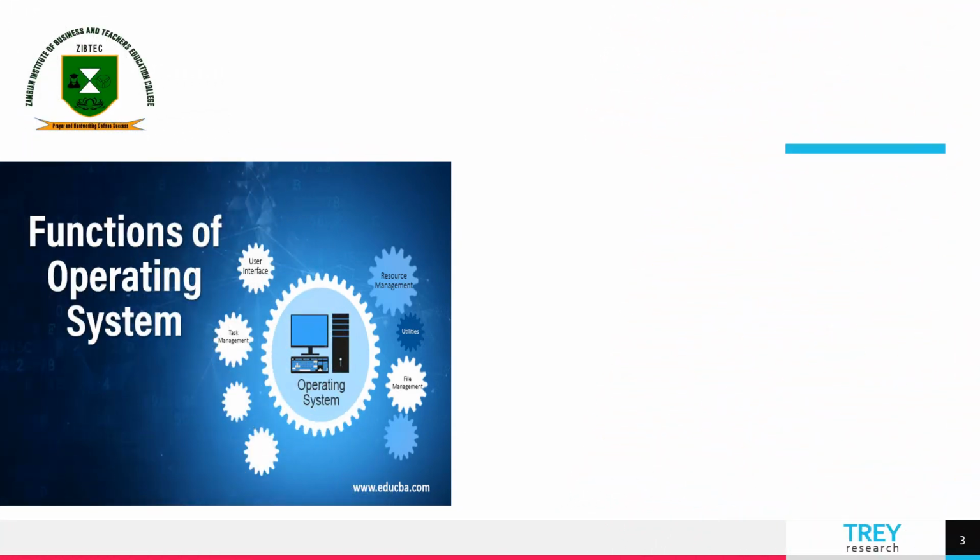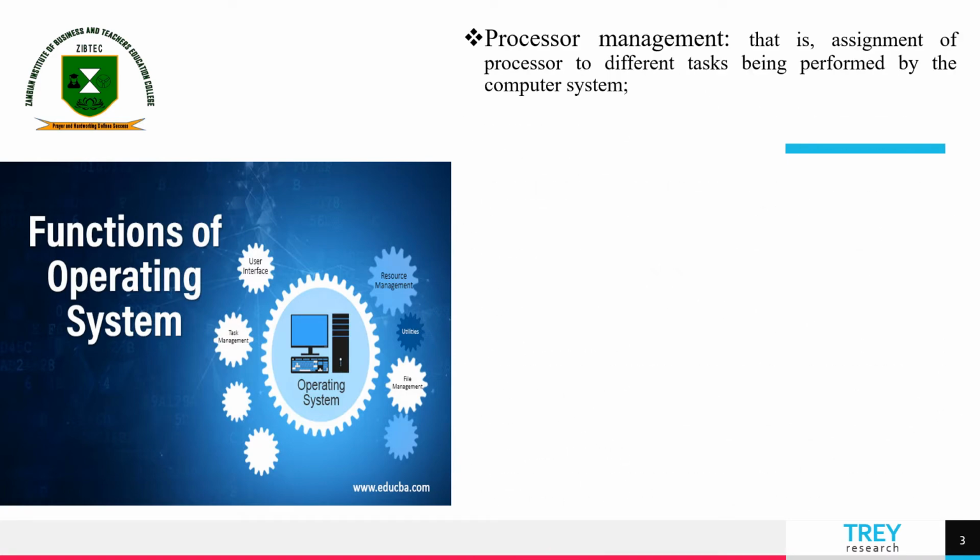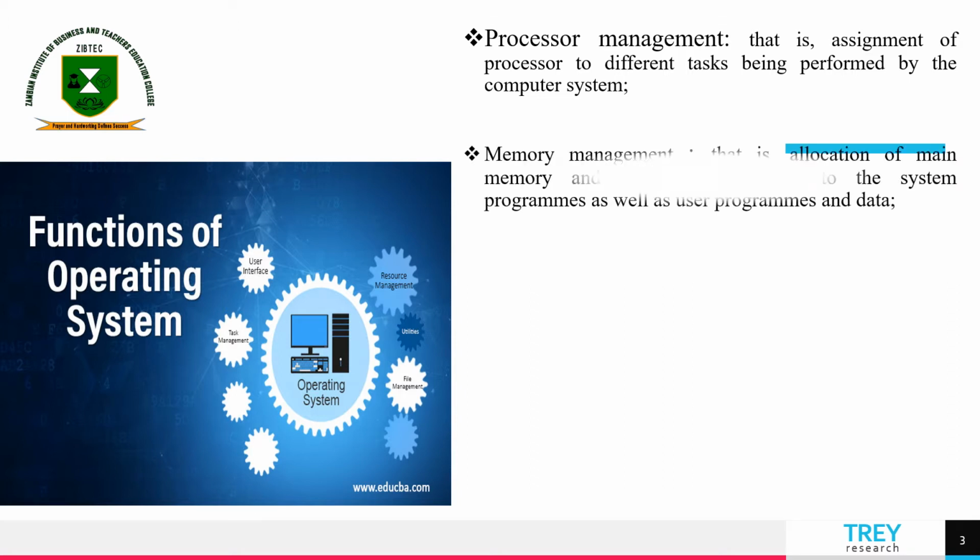Now we can go to the functions of an operating system. Having defined what an operating system is, let us now talk about what each function does. The first one is processor management. This is the assignment of a processor to the different tasks that are being performed by the computer system. The second one, an operating system is responsible for memory management. Under memory management, this is where the allocation of the main memory and other storage areas to the system programs, as well as user programs and data, takes place.